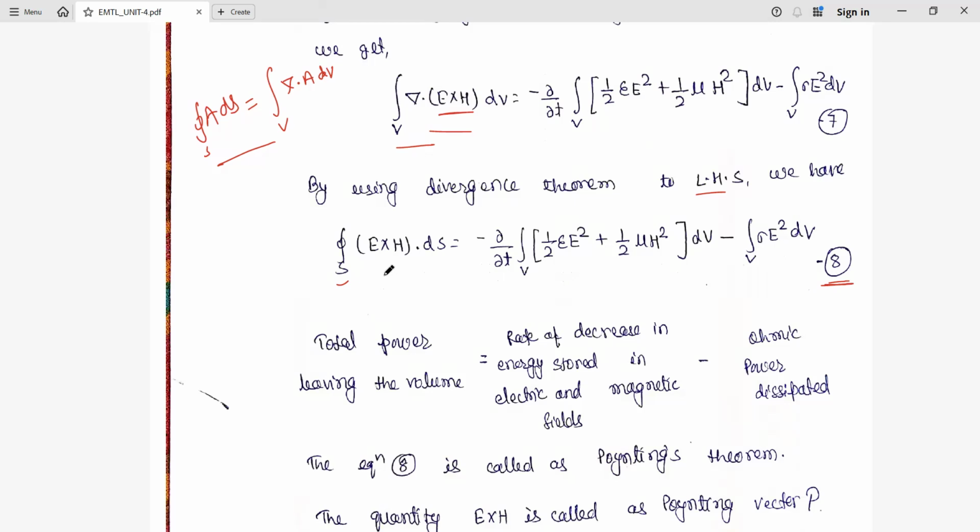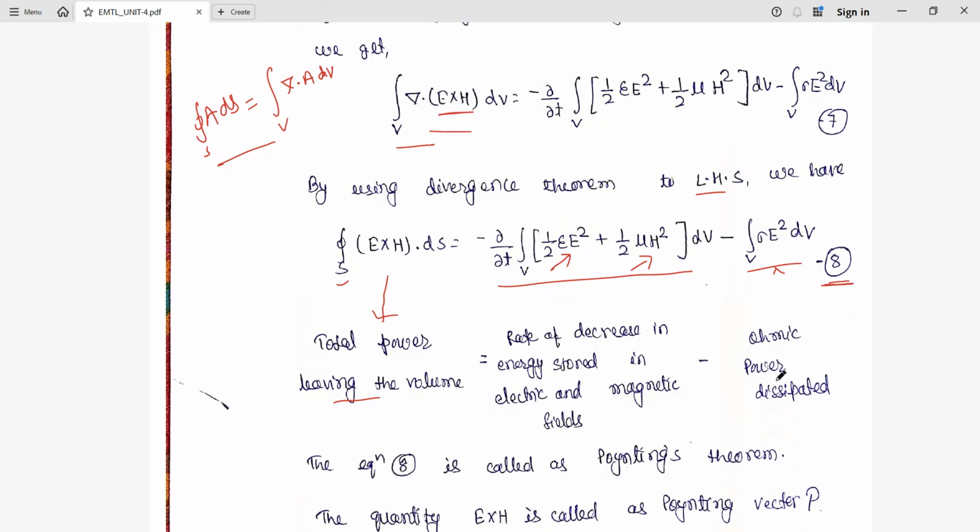So finally this LHS is the total power leaving the volume. How much power is going to leave this volume? And this first term is the rate of decrease in the energy stored. The first one is the electric field component, the second is the magnetic field component, so that is going to decrease. And finally this component is the ohmic loss, which is being dissipated in the form of heat. So finally this equation 8 satisfies the Poynting's theorem statement, and like this we are able to prove the Poynting's theorem.